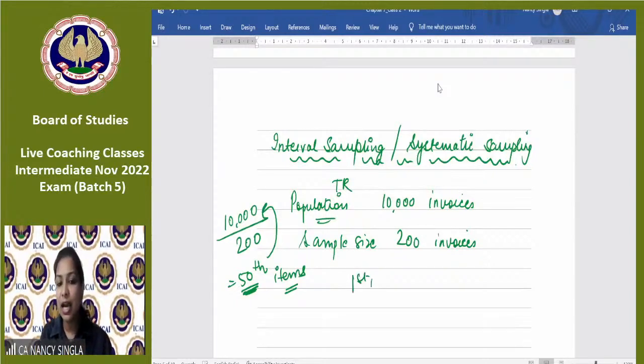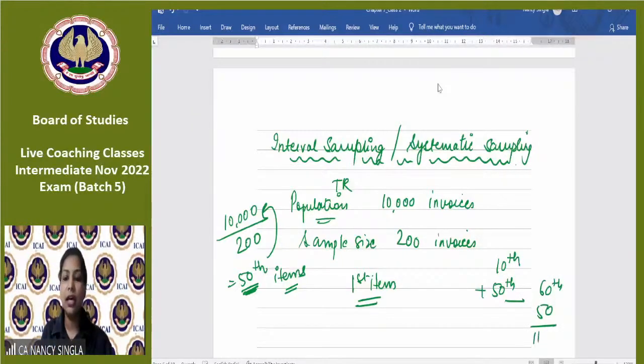The first item that the auditor will select using his professional judgment, say, I'll select from the 10th item. So 10th plus 50th item, so 60th. Plus 50, 110th item. So these will become what? The sample units. The units that will be included in the sample. Understood? An interval. Systematically we will derive a sample. How? By obtaining an interval.